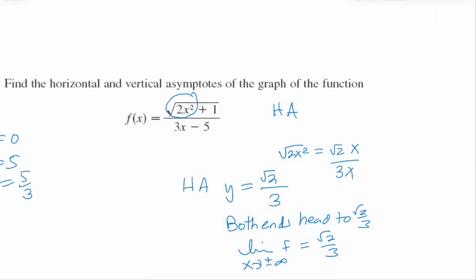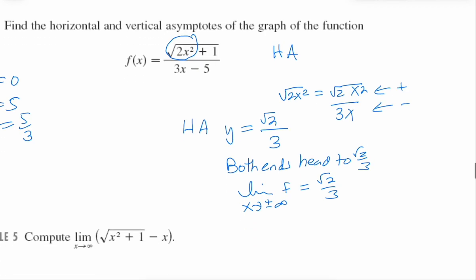This is a case where the top is always positive, right? Because it's under a square root. In the original version, it squares the top even when we go to negative infinity. So this goes to a positive always, but on the left side, this will go to a negative. So I lied. Both ends do not head the same way. This is plus or minus, and I'm sorry, because that squared messed that up.